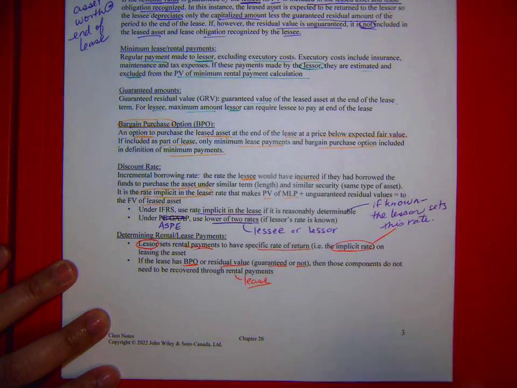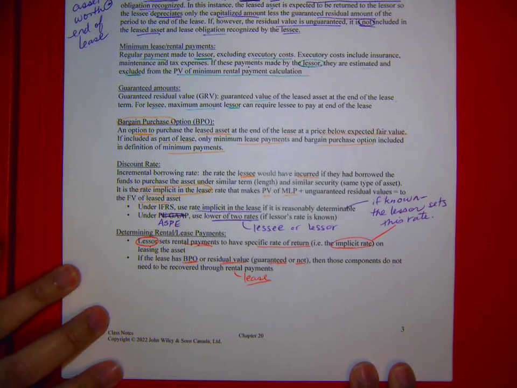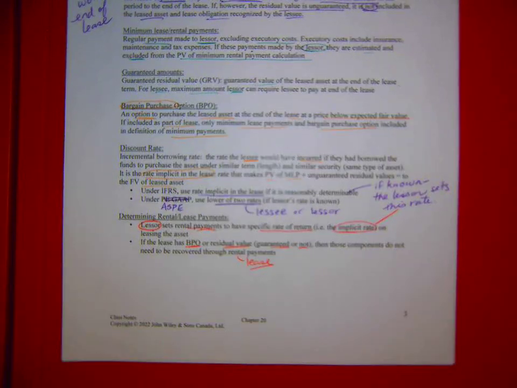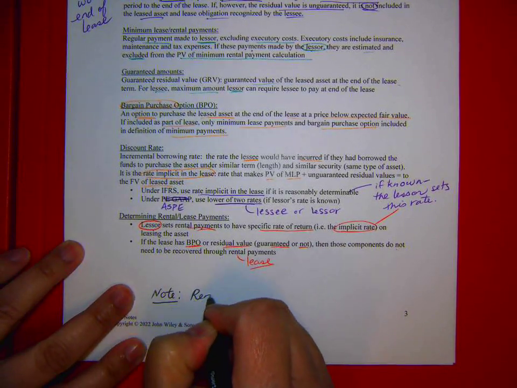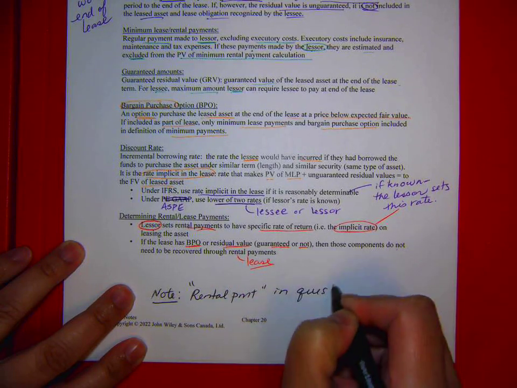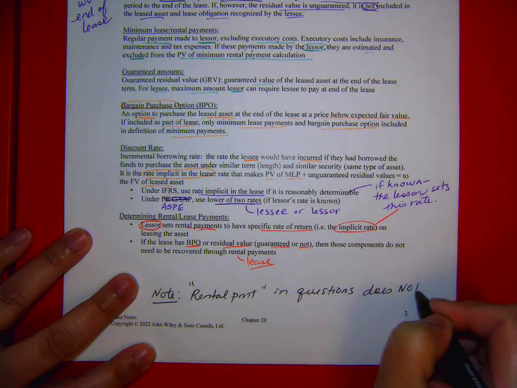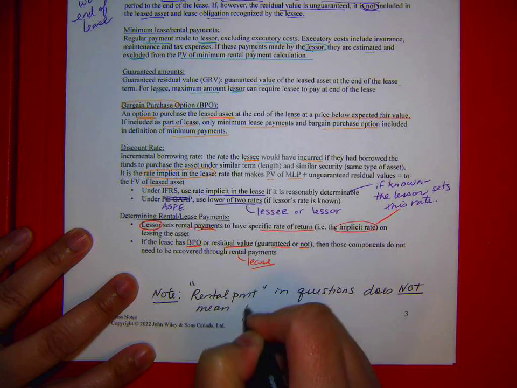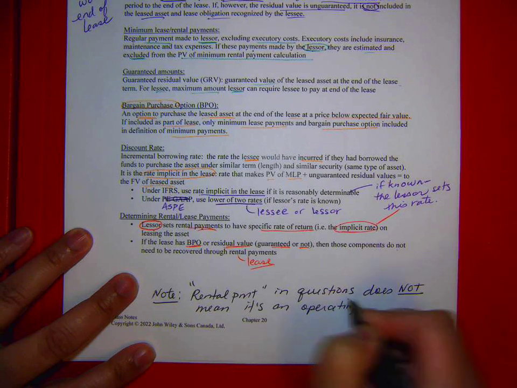Notice when you're going through this, you guys, if they talk about the rental payments, that doesn't mean it's an operating lease, okay? An operating lease would be one we don't capitalize. I'm going to put a note here. Note, rental payment in question does not mean it's an operating lease that's not capitalized.